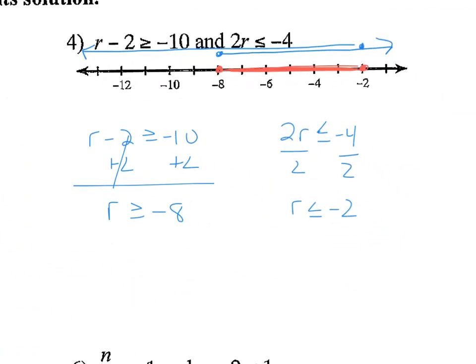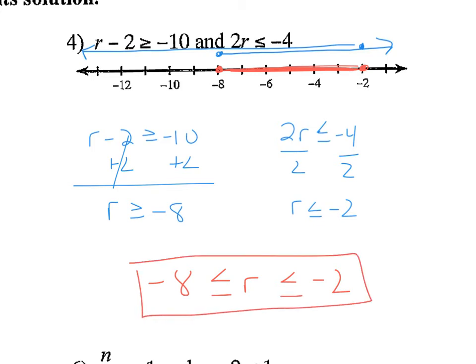Now, write your final answer. So you're going from negative 8 to negative 2. So negative 8 to negative 2. R is our variable. It's in the middle. Always less than signs. And then in this case, we have a closed circle on this and this. So I need an equal sign on both of them. And that's going to be your answer. Okay?